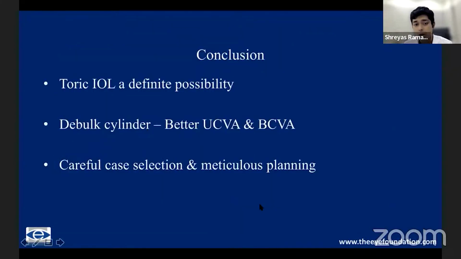So to conclude, toric IOL is a definite possibility, even if the patient has irregular astigmatism. It's important that you meticulously select the case, do careful planning, optimize the surface before you take them up for a cataract surgery. And again, counseling the patient, explaining to them the purpose of doing a toric IOL in these patients is really to debulk the cylinder, provide a better uncorrected and best corrected visual acuity, whereas we are not aiming for within plus minus 0.5 diopter like we do for our regular set of cataract surgery patients.